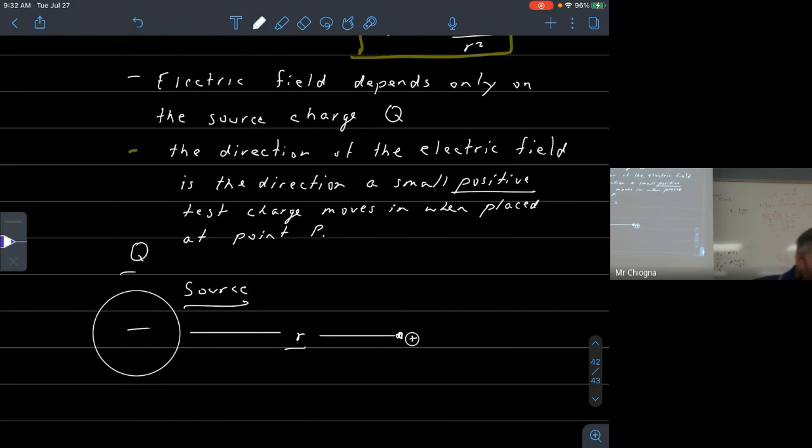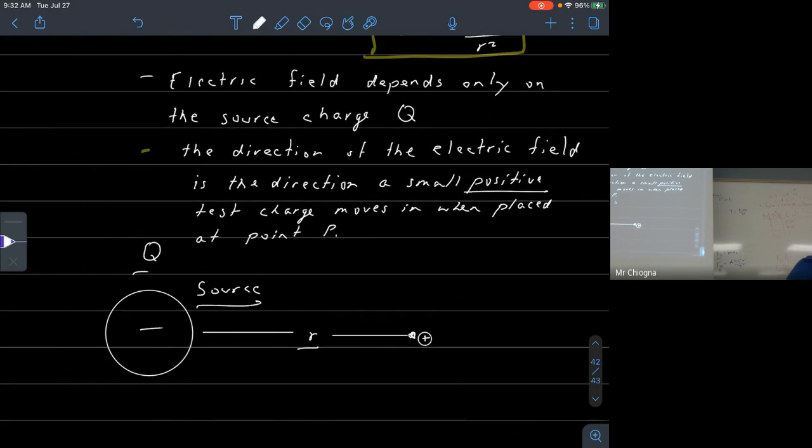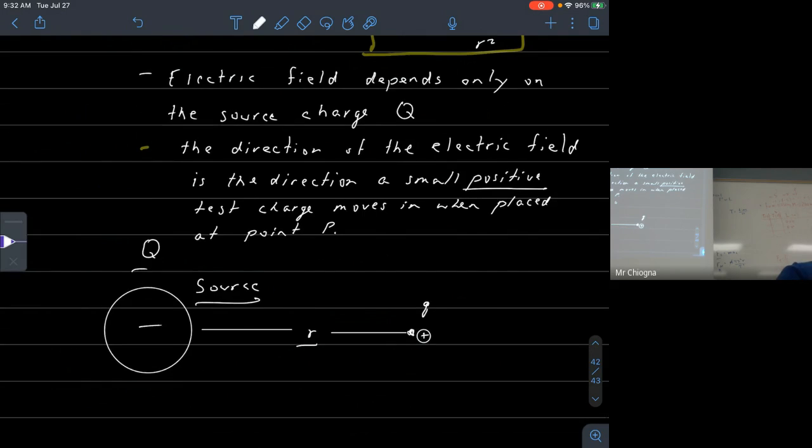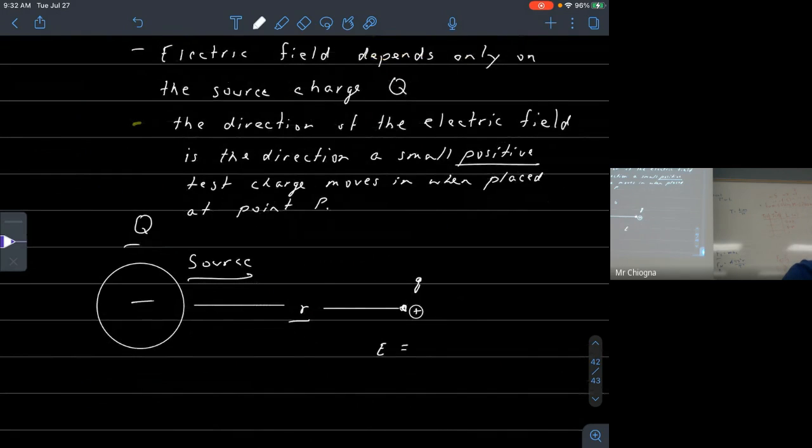Okay. Nothing is really substantially changed. The electric field is still K, big Q, only dependent on the source, over R squared. That hasn't changed. Magnitude is the same. What's changed? The direction of the electric field.